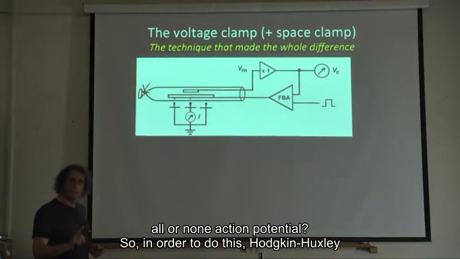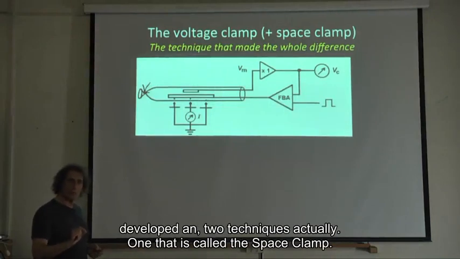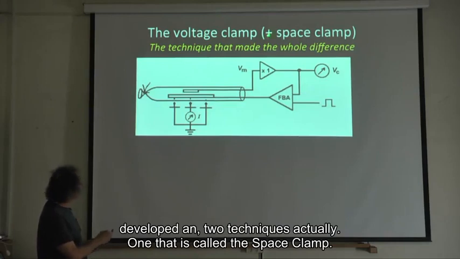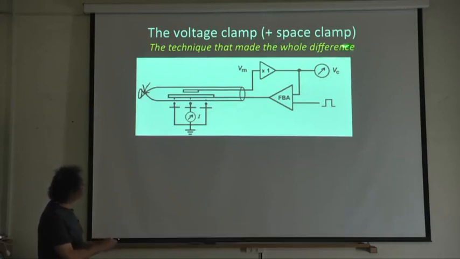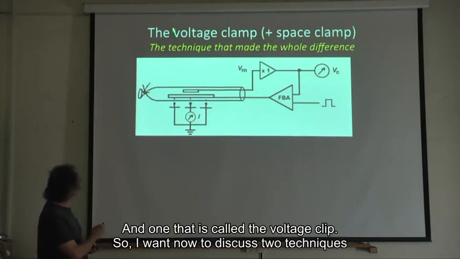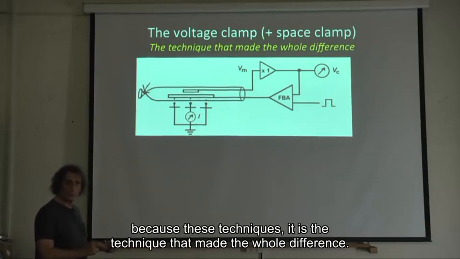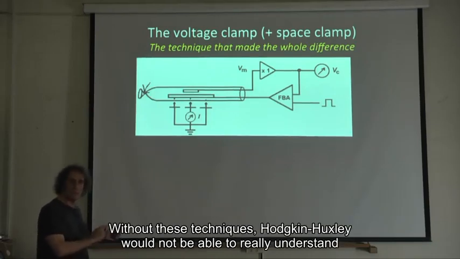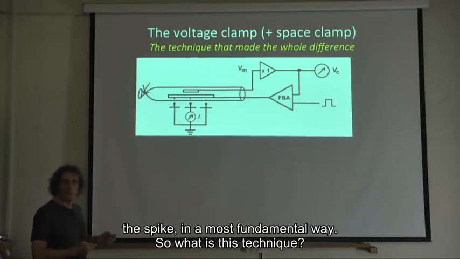So in order to do this, Hodgkin and Huxley developed two techniques, actually. One is called the space clamp, and one is called the voltage clamp. I want now to discuss these two techniques, because it is these techniques that made the whole difference. Without them, Hodgkin and Huxley would not have been able to understand the spike in the most fundamental way. So what is this technique?